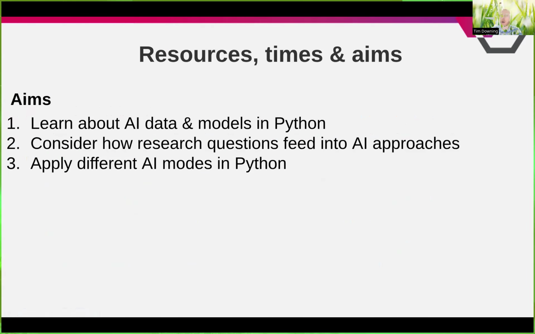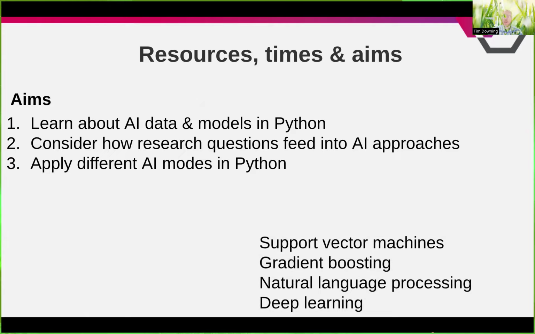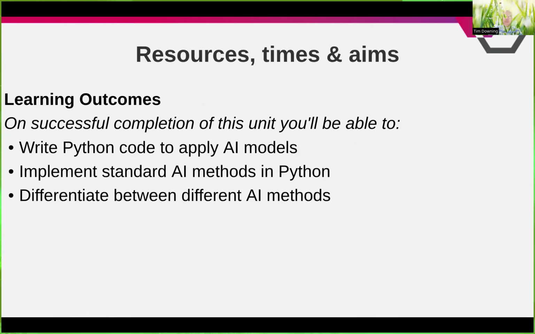So what are we trying to do here? We're trying to learn about AI data and models in Python. We're going to consider how research questions feed into AI approaches and how we might try different models to better understand them. So basically what we're going to focus on is key areas of the data that we might use for AI models, SVMs, gradient boosting, NLPs, particularly focusing on protein language models, and then a little bit on deep learning. And what I'm going to highlight at the start is that this is very much an introductory approach to these areas where we're coming from a background having a more limited background in bioinformatics.